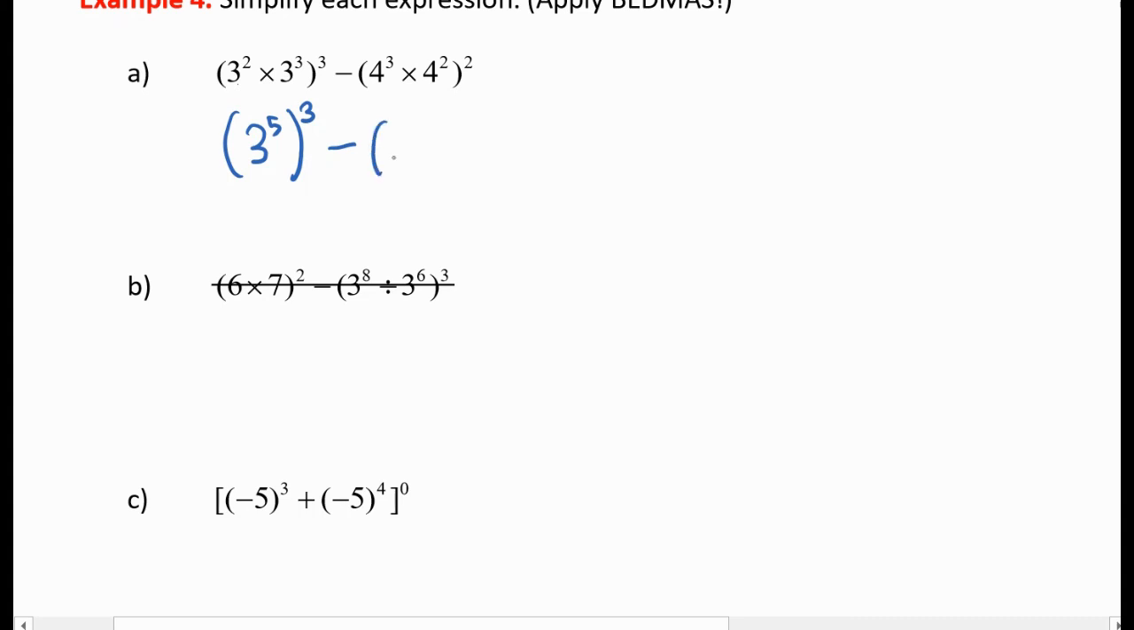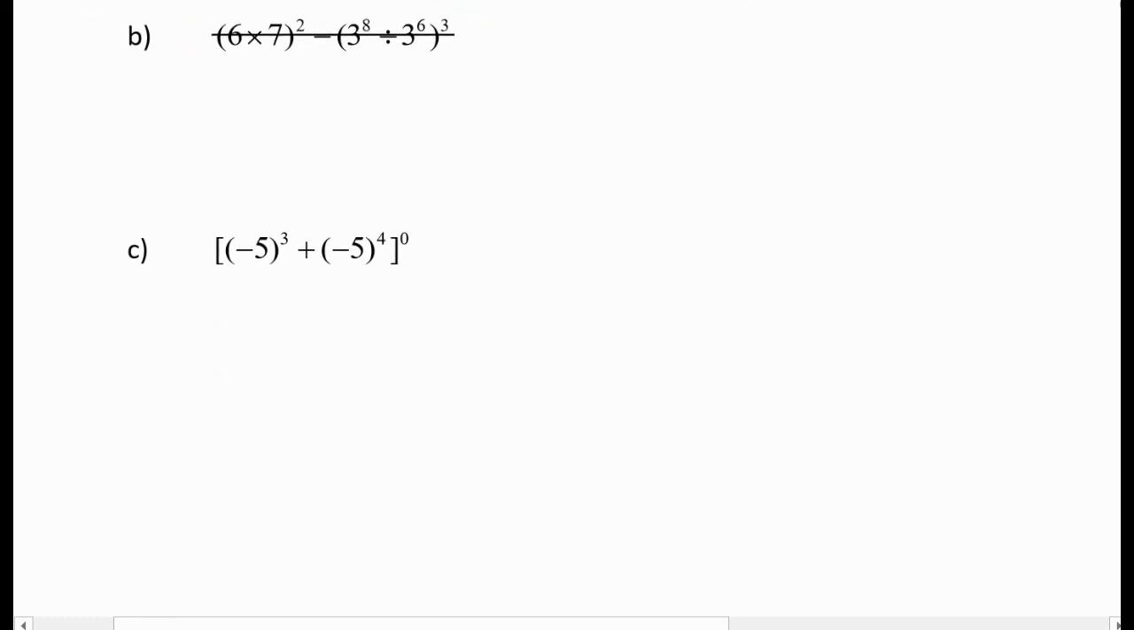Cubed minus 4 to the power of 5 squared. So remember, when you multiply 2 powers with the same base, you add the exponent. Okay, power of a power. Now you multiply. So 3 to the power of 5 times 3, 15. 4 to the power of 5 times 2, 10. So you don't have to evaluate it, just simplify like this.